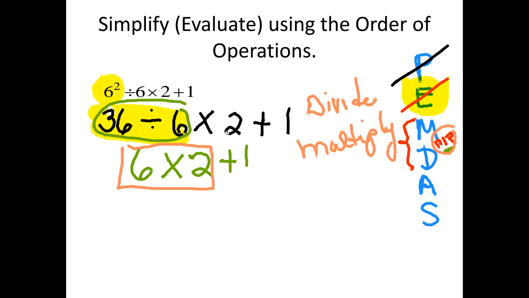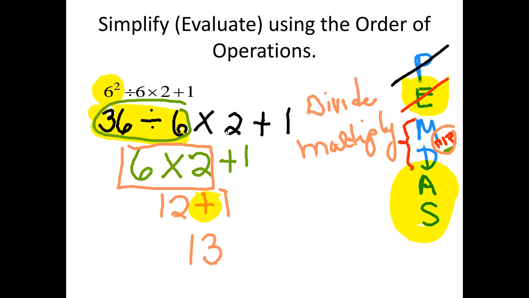This is going to give me 12 plus 1. Now, the last thing that I have to do is add or subtract. Well, what's this little thing telling me? 12 plus 1 is 13. This is my answer. Now, if you get anything but 13, I hate to tell you, you did it wrong. You forgot those 3 little words, whichever comes first. Now, let's try it again.